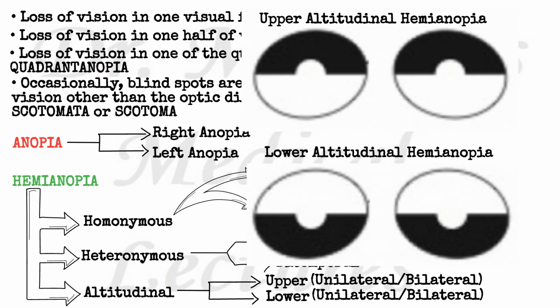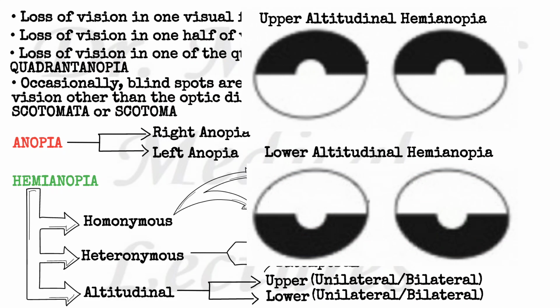In case of upper altitudinal hemianopia, the person will be able to see animals walking but has difficulty seeing the birds flying. Whereas in case of lower altitudinal hemianopia, the person can see birds flying, whereas he has difficulty seeing the animals walking.